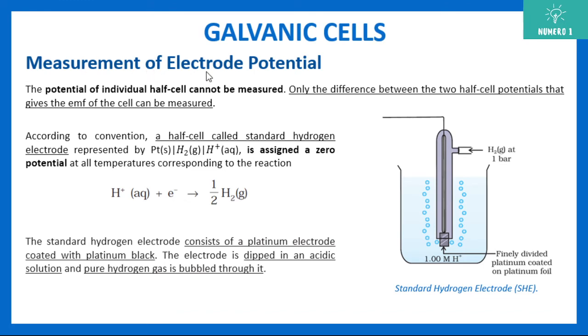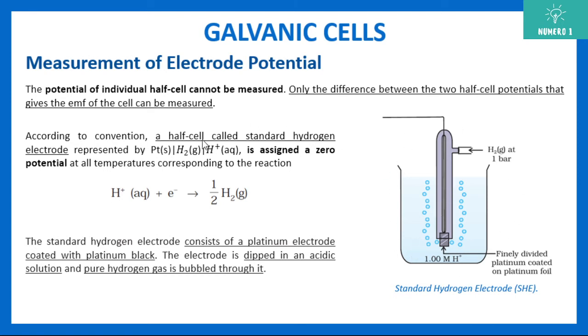Okay. Now, how to measure the electrode potential? Okay, so potential of an individual half cell cannot be measured. You cannot measure the potential of an individual half cell. Okay, only the difference between the two half cell potentials is the value that can be measured. Okay, so you need a reference point. By convention, we have the standard hydrogen electrode, also known as SHE. Okay, so standard hydrogen electrode is the one which is used as a reference cell.